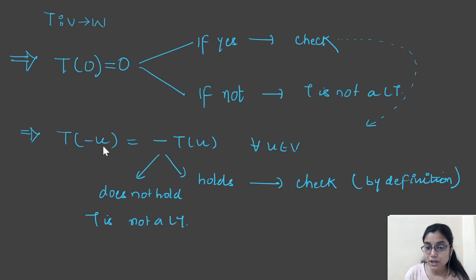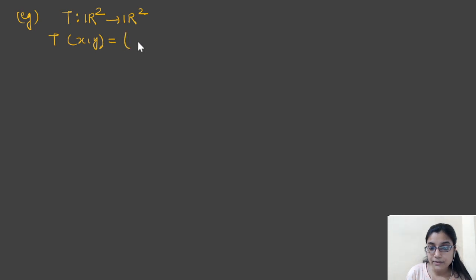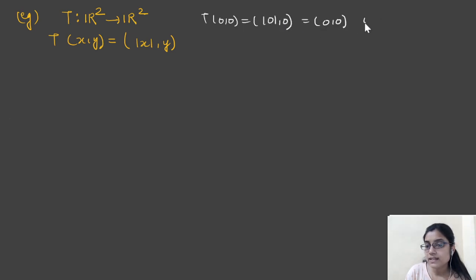So let's discuss the second part also. Like this is saying T of minus u is equal to minus times T of u. Suppose I gave you one example which is like this, T from R2 to R2. I am giving you T of (x, y) equals (mod x, y). Fine. So we need to check whether this forms a linear transformation or not. We can see T of (0, 0) is being mapped to (mod 0, 0), which is nothing but (0, 0). So obviously we cannot say anything from here, so we will check it.